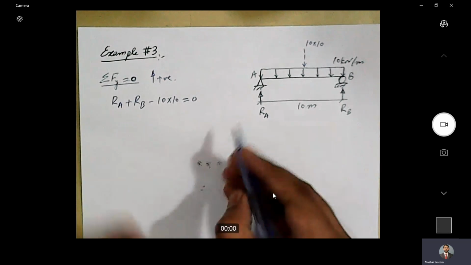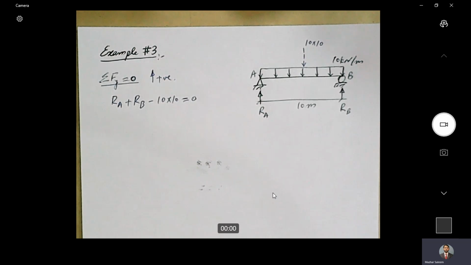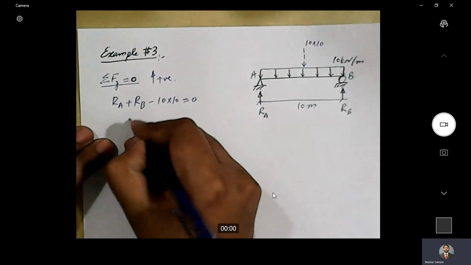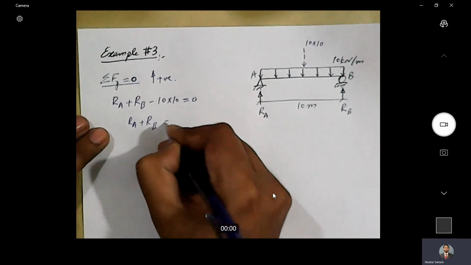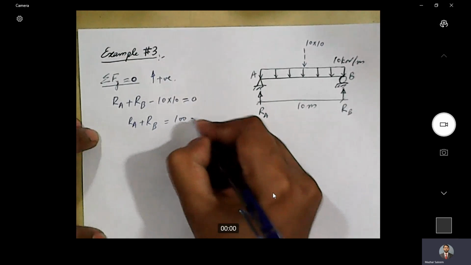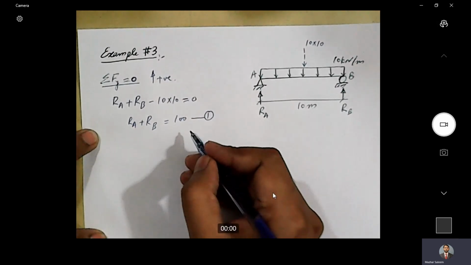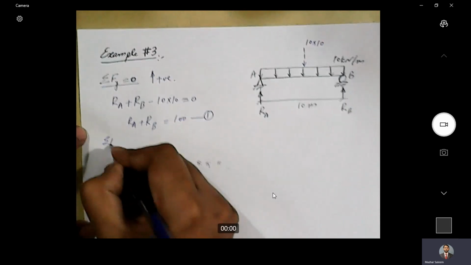All right. So if we rearrange this equation, let's see, what do we get? We'll get Ra plus Rb equal to 100. And in this equation, we have two unknowns, so we cannot solve this equation. So let's apply the other equation of equilibrium.